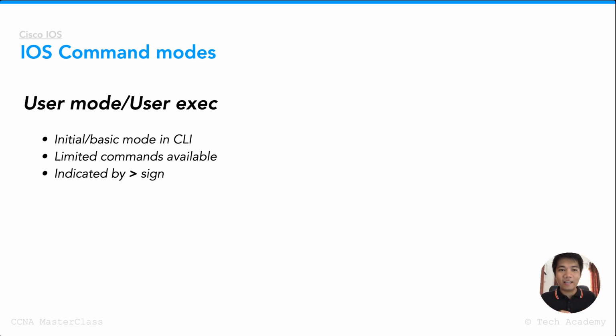Okay? So again, when you're in user exec mode, the indication is the greater than sign. Okay? Like this one. So for example, as you can see, I have the router, or a device whose name is router, and then it's indicated by a greater than sign.